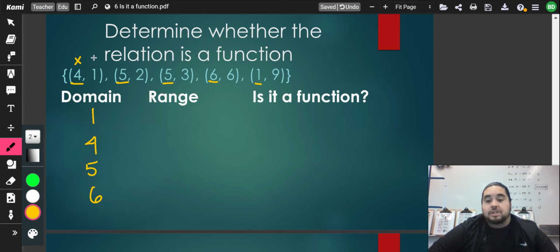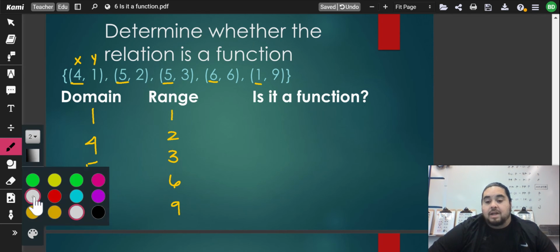Okay, now let's do our range. Range is the y values. 1, 2, 3, 6, and 9. And those are already in order.